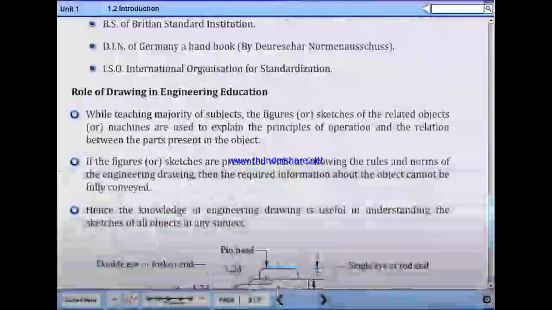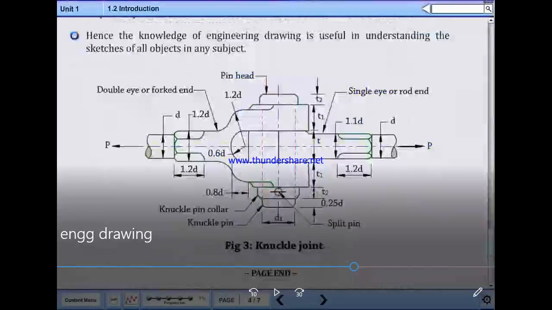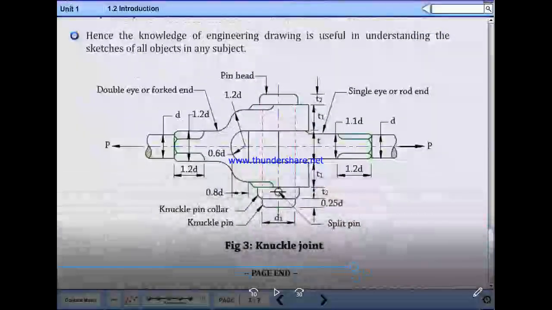Now let us see an example. This is an engineering drawing. We can understand the sketches of all objects in any subject. P and P is the axis. Here the double eye or forked end, pinhead, single eye or rod end, which is a knuckle joint.